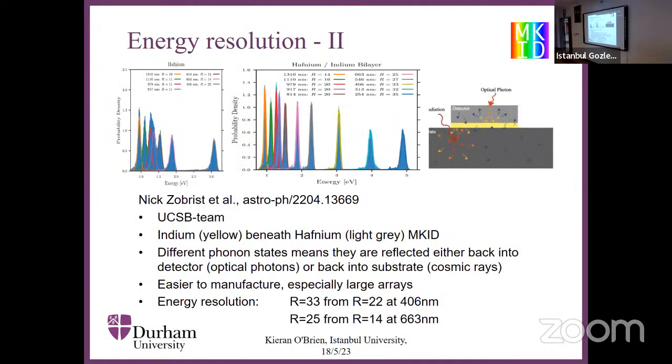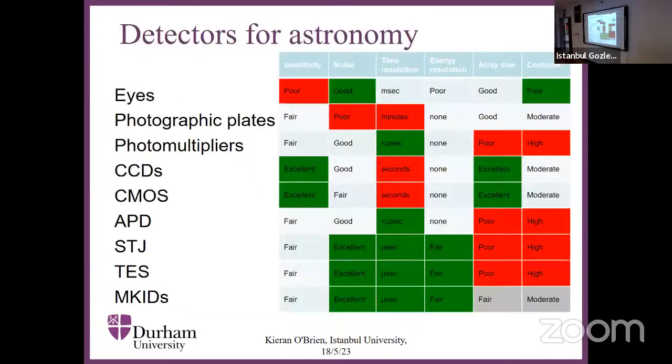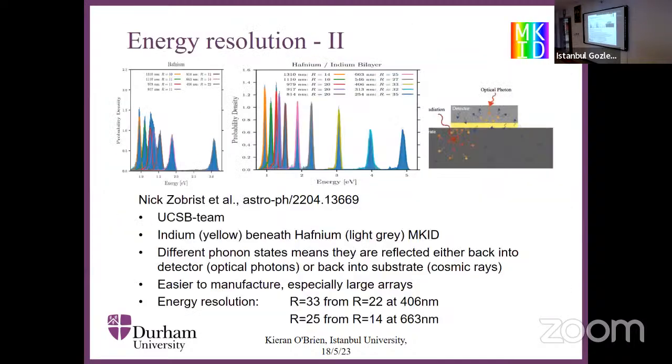So UCSB decided to take a slightly different tack to increase the energy resolution. And what they did was, instead of having this complicated membrane device, they put a layer of indium underneath the detector. And this has a very different phonon status compared to the superconductor, and it effectively acts as a mirror for the phonons.